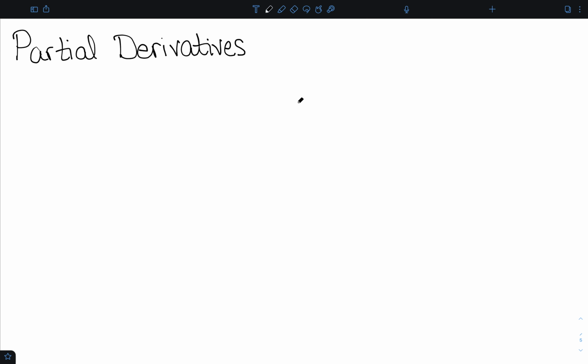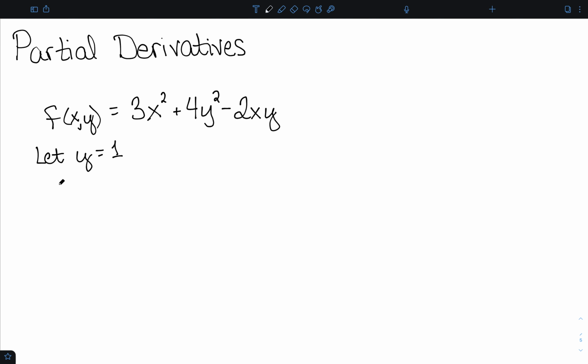I now want to look at the idea of partial derivatives. Let's consider the function f of x y equal to 3x squared plus 4y squared minus 2xy. And let's further suppose that y is equal to 1. In this case, this becomes 3x squared plus 4 minus 2x. And this is a function in two variables.